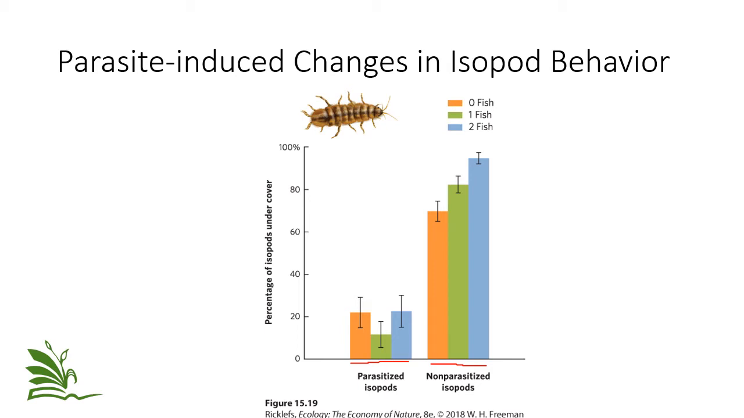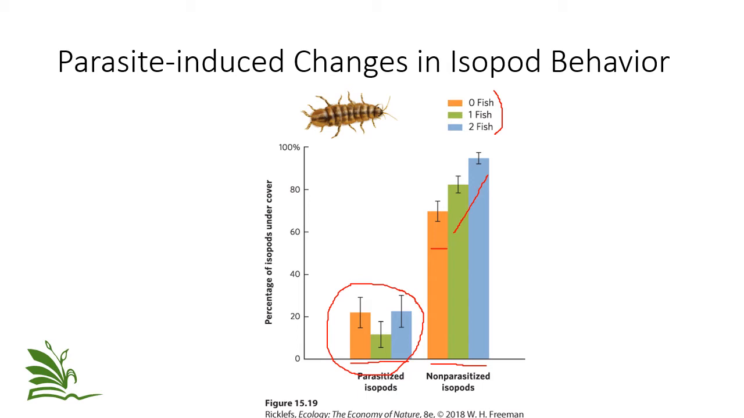under all circumstances, and especially so when there are fish around, right? So orange means there are no fish around, green means there's one fish in the vicinity, and blue means two fish in the vicinity. So non-parasitized isopods tend to hide generally, but they hide more when there are more fish around, right? In contrast, parasitized isopods don't hide. They avoid hiding. Only 20% of parasitized isopods or less were hiding, and they did so regardless of how many fish were there. They wanted to get eaten.